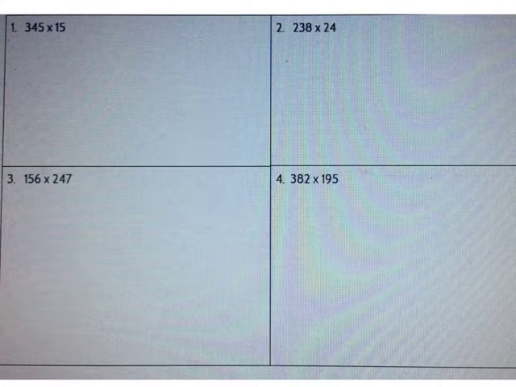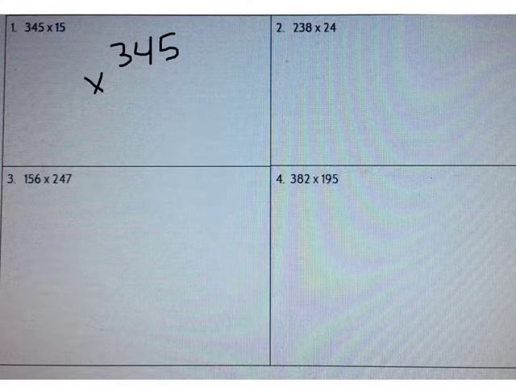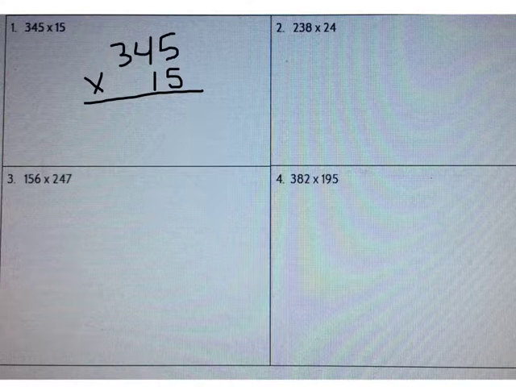Let's do our do now. 345 times 15. Well, when I multiply 345 times 15, remember, that's like multiplying 5 times 345 and 10 times 345 and adding the partial products.